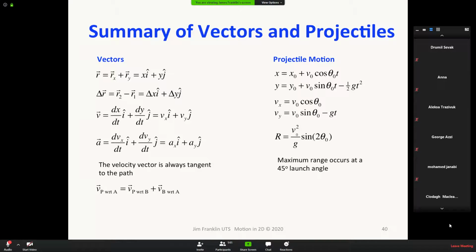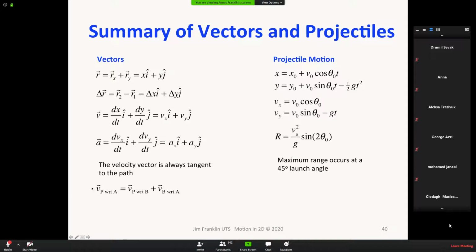So here's a little summary of what we have done. We looked at vectors. We know how to calculate position, the change in position. That's the displacement. The velocity, that's the rate of change of displacement. And if we're working in unit vectors, it'd just be dx dt times the unit vector for the x direction, which is i, plus the y velocity, that'll be dy dt times the unit vector j. And we can do the same for the acceleration.